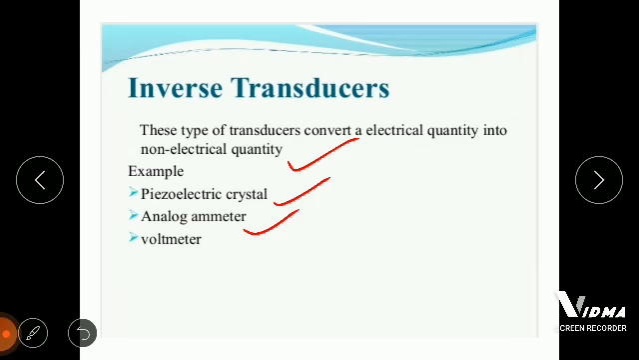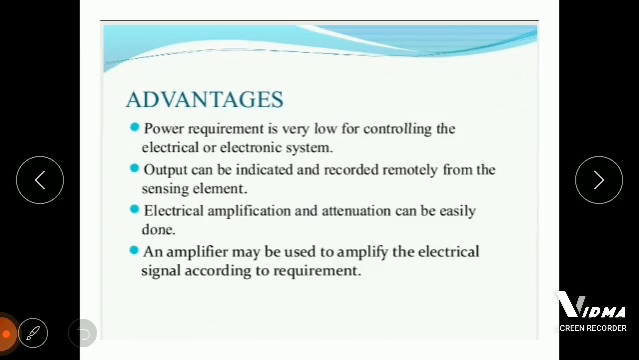The advantage is that power requirement is very low for the controlling of electrical and electronic systems. This is the main advantage of this transducer. Output can be indicated and recorded remotely from the sensing element. Electrical amplification and attenuation can be easily done. So basically increasing power, decreasing power or filtering can be easily done in an electrical-based transducer. An amplifier may be used to amplify the signal, and signal conditioning can be done to requirement. As per our application requirement, we can amplify the signal and do signal conditioning, which is very easy in our electrical transducers.